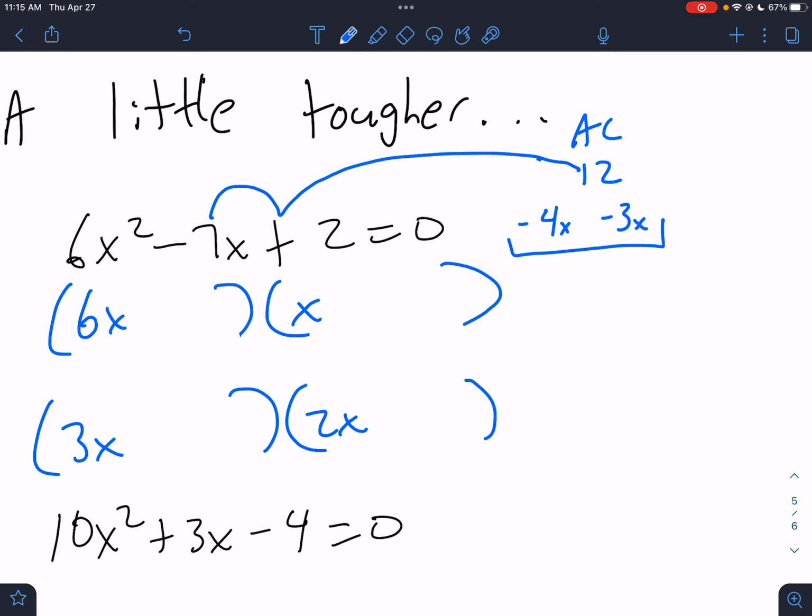There is no way we can do 6 times a number and get these answers. Not with whole numbers, and we're only doing whole numbers. So this one is out.